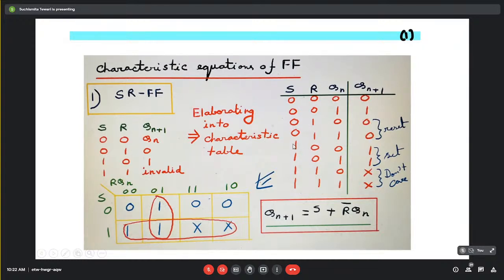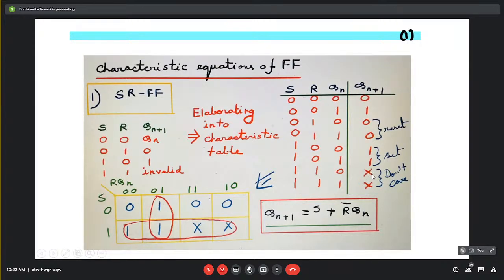Similarly, for this combination 1, 0, whatever be the value of the previous inputs, the output will always be 1. That is, it is established at the set condition. And for the 1, 1 condition, since it is an SR flip-flop, whatever be the previous state value, it doesn't matter. The output can be 0, can be 1.